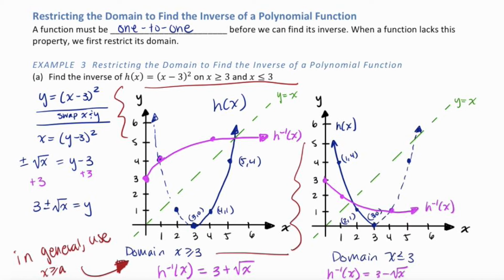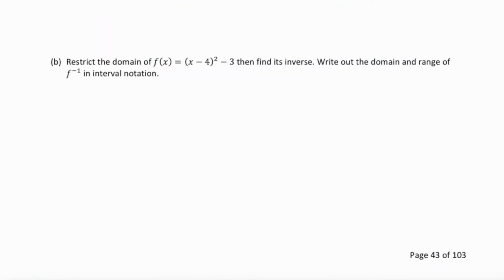With that, let's look at example 3, part B. Restrict the domain of f of x equals x minus 4 quantity squared minus 3, then find its inverse. Write out the domain and range of f inverse in interval notation.